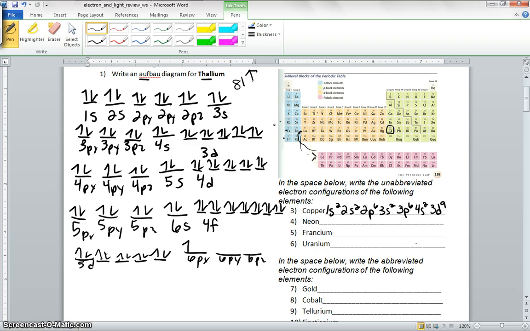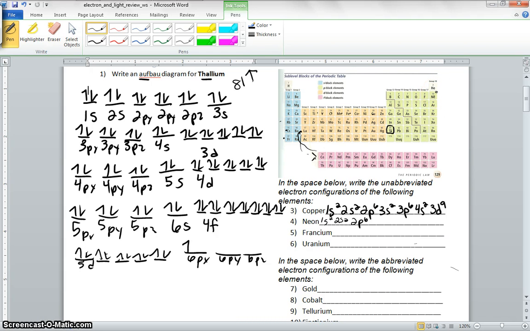So next one is neon. Neon is right here, number 10. So actually too, if you add all of these exponents up, they should equal 29 too. So that's another way to check your answer. So if we have 1s2, 2s2, 2p6, okay, 6 plus 2 is 8 plus 2 more is 10. We should get the atomic number of neon.